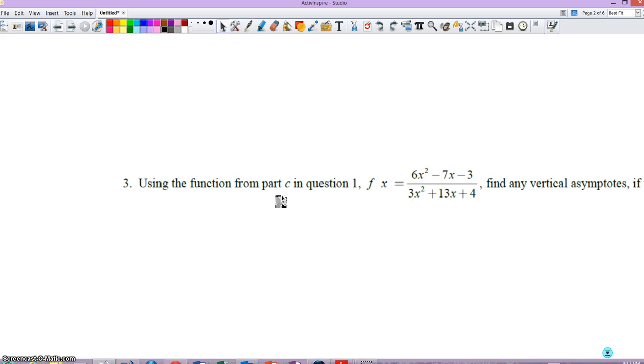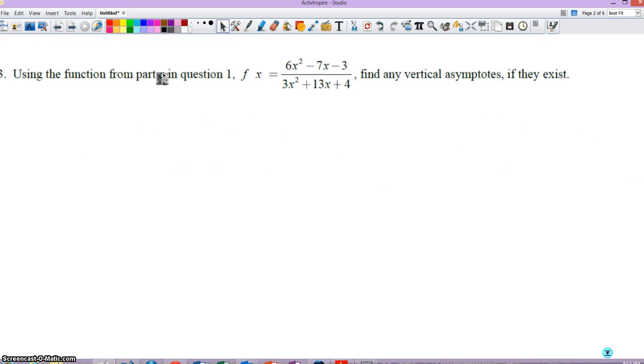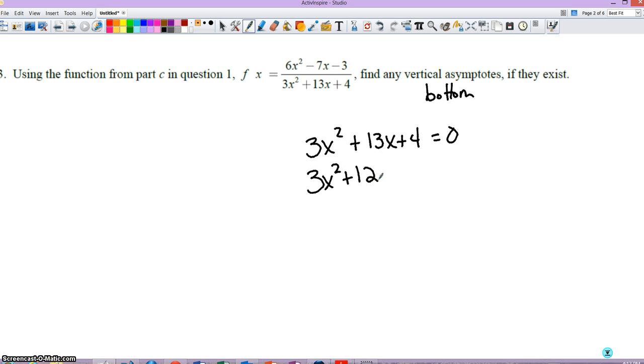It says using the function from part C in question 1, find any vertical asymptotes. Vertical asymptotes come from the bottom, so we would set 3x squared plus 13x plus 4 equal to 0. Let's see, it's 12 and 1, 3x squared plus 12x plus 1x plus 4.